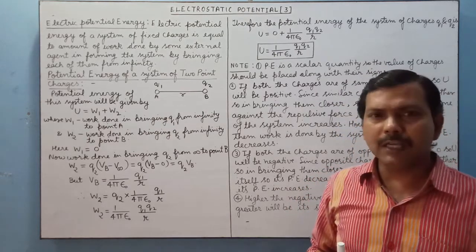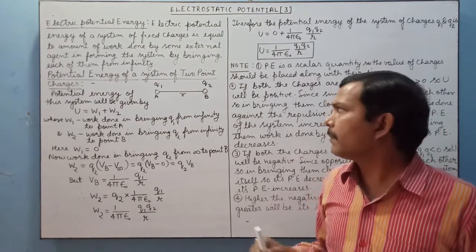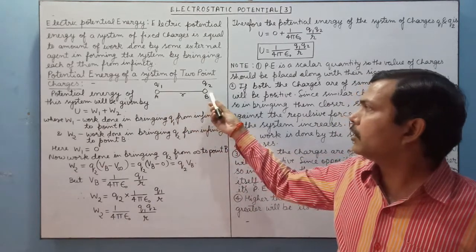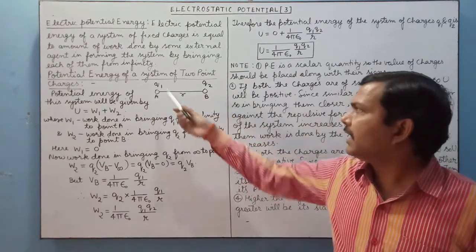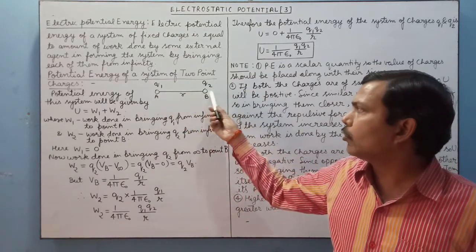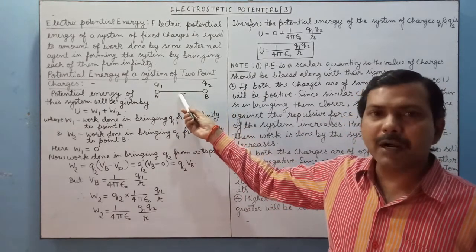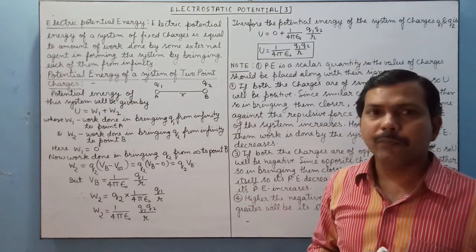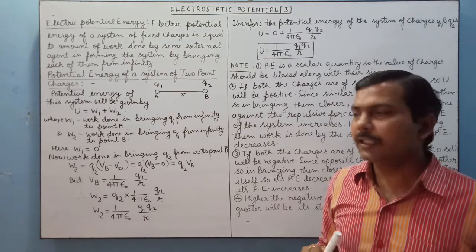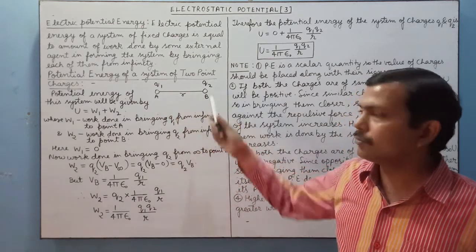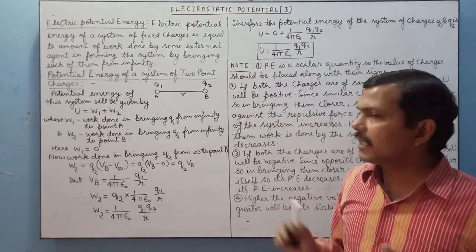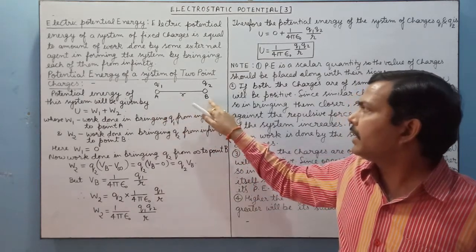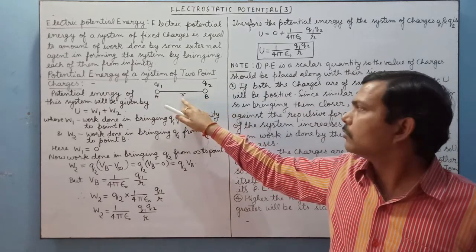I will first calculate the electric potential energy due to a system having only two charges. Here there are two charges Q1 and Q2 placed at distance r apart, and we want to calculate the potential energy of the system. Initially I will consider that these charges are situated at infinity and they are brought from infinity to positions A and B, r apart from each other.